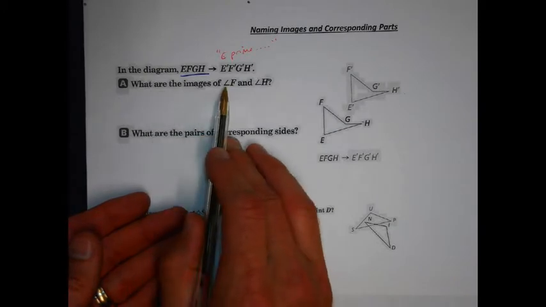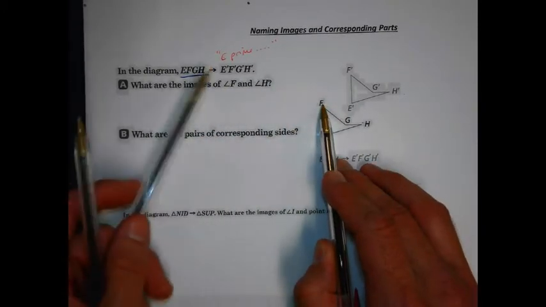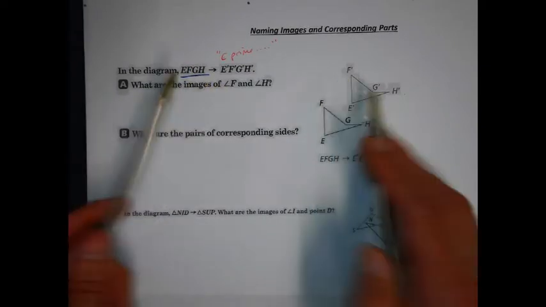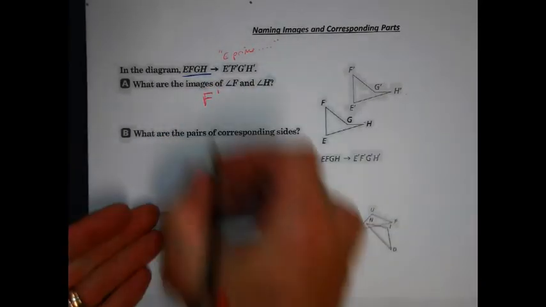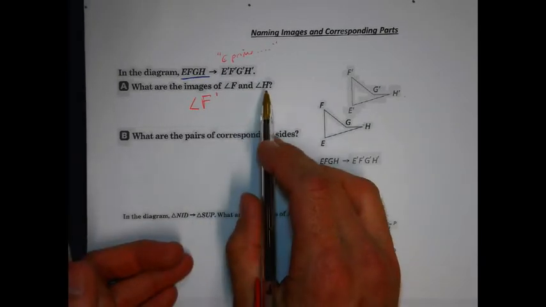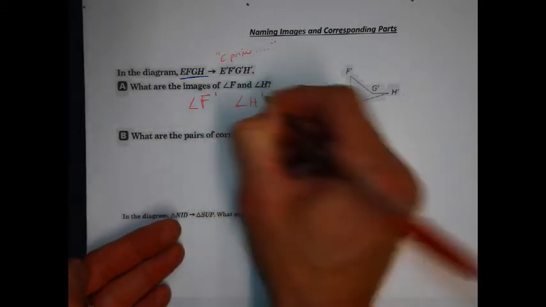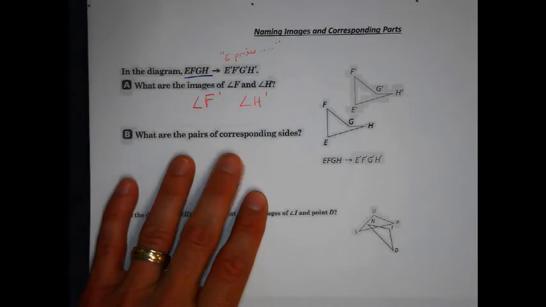So what are the images of angle F and angle H? Well, let's first look at angle F. F is the beginning. What's the new thing? F prime. So it's super simple. Angle F prime is the image of angle F. And then what's the image of angle H? Here's H prime. It's that simple, folks. Don't hurt yourself.